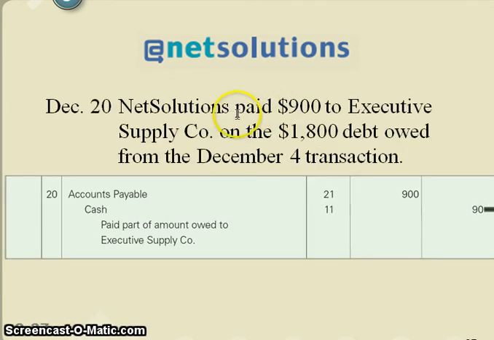Now let's say, okay, here we go. Reaching back to a minute ago when I said we bought a desk or something from Executive Supply Company. Well, we had an $1,800 bill, and we're paying half of it right now, and that's fine. It may not be fine with the Executive Supply Company, but it's fine for a journal entry. The idea here is that we're paying out the cash, and we're sending them half of their money. So before you had $1,800 in liabilities, now with this debit to accounts payable, you only have $900 in liabilities.